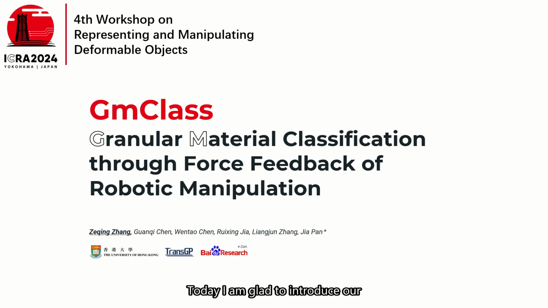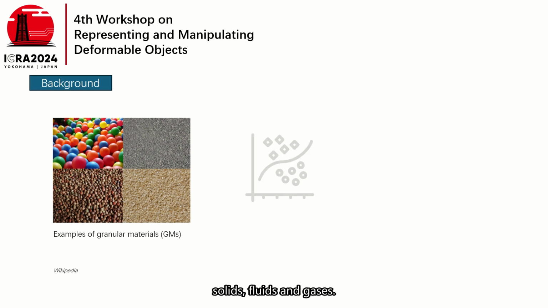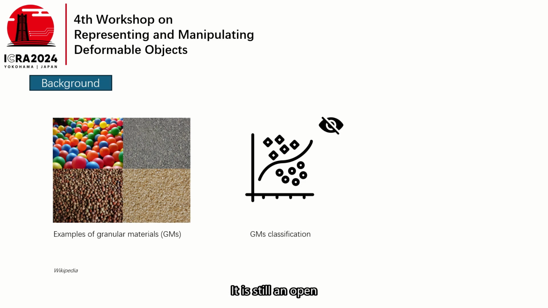Today, I am glad to introduce our recent study about granular material classification through force feedback of robotic manipulation. We call the proposed classifier GmClass for short. Granular materials, GMs, refer to a group of rigid particles, distinguished from solids, fluids, and gases. It is still an open question to classify the GMs in the visually restricted environment.